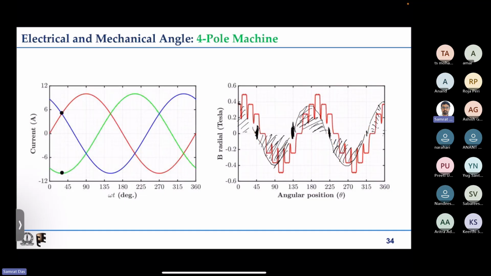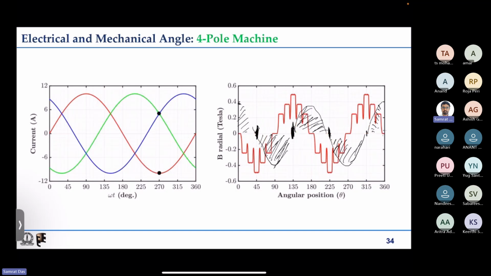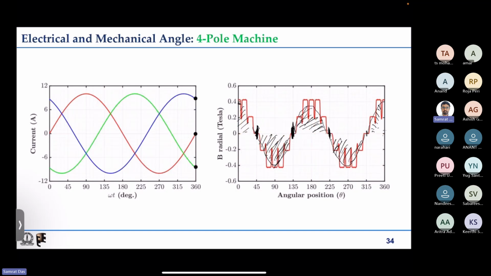And if I run the animation, then you will be able to see, yeah, could you see that it has only moved by 180 degree? The same thing which started from here has only moved in space by 180 degree, when omega t has moved from 0 degree to 360 degree.